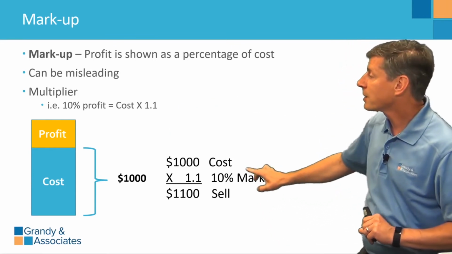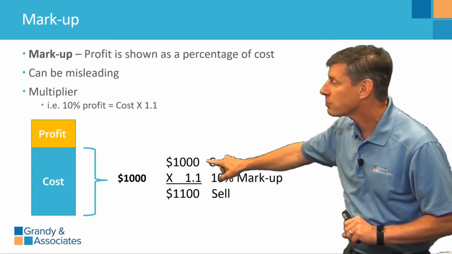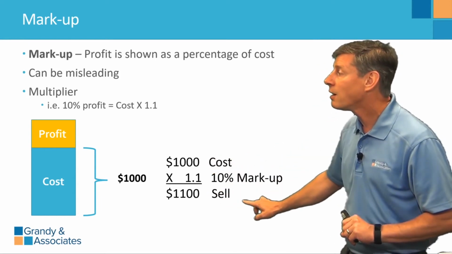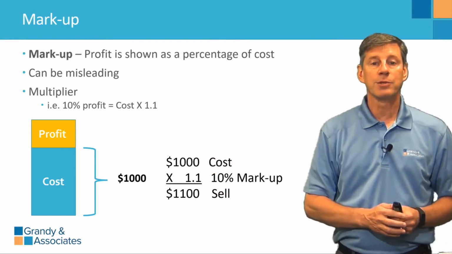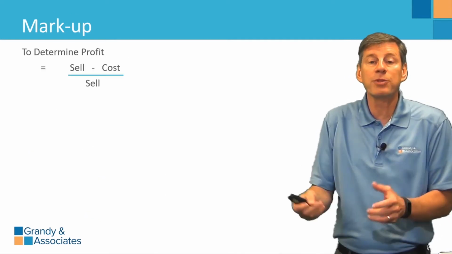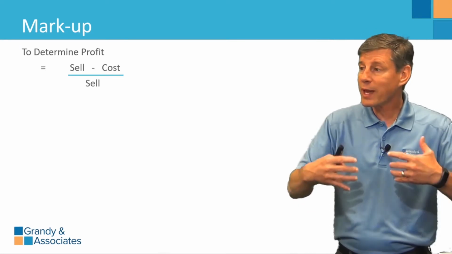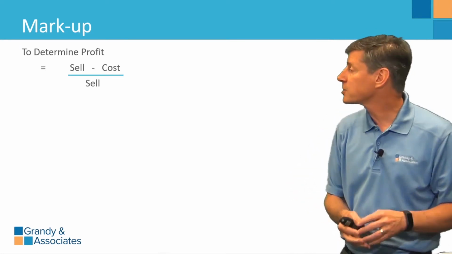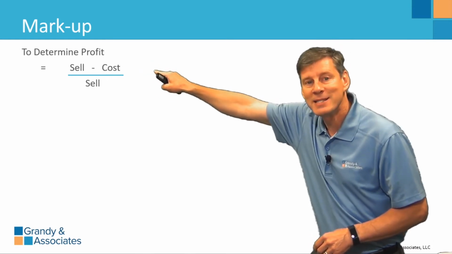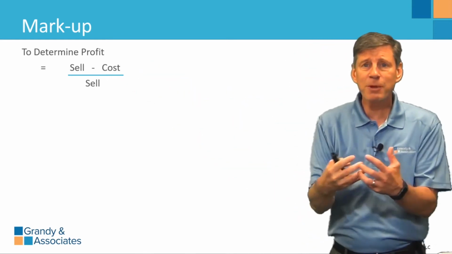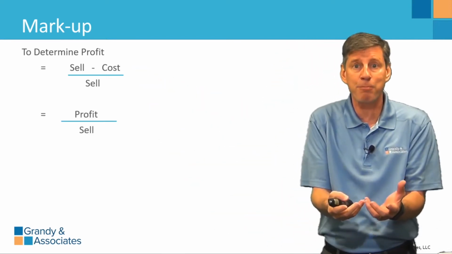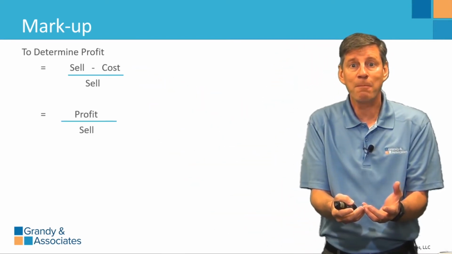All right, so again, 10% of $1,000 is $100, or cost times 1.1 gives me a sale price of $1,100. Now, we can very simply calculate what that profit is. The actual calculation to determine our profit is simply your sell price minus your costs, divided by the sell. Now, simplify that a little bit, right? If I take my sell minus my cost, that's basically my profit on that job, right?